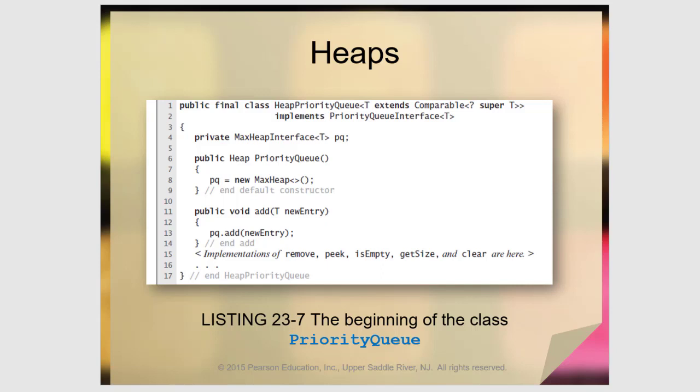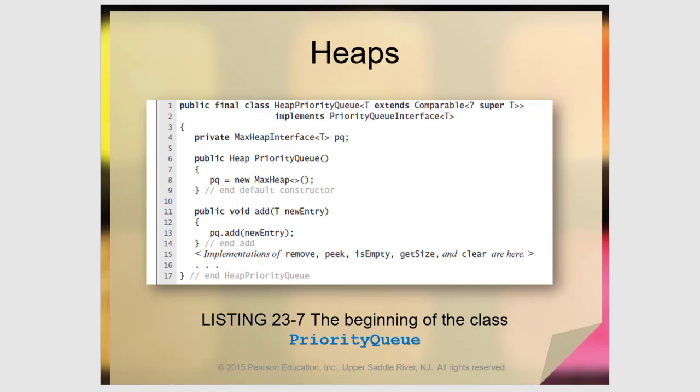So that's big O of 1. You can add it to the end or the front or wherever. But when you have to locate the item that is the maximum or the minimum, meaning the one with the highest priority, then you have to actually search the list. So that's big O of n. So that's kind of bad.